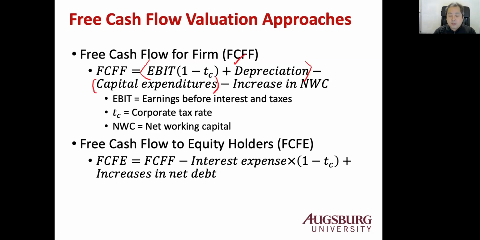And finally, the increase in net working capital. Net working capital equals current assets minus current liabilities. So if current assets increase relative to current liabilities, then your net working capital increases, which means that you buy more current assets, so your cash flow declines because you use that cash to buy current assets. This is called the free cash flow for the firm, the free cash flow for the whole firm.